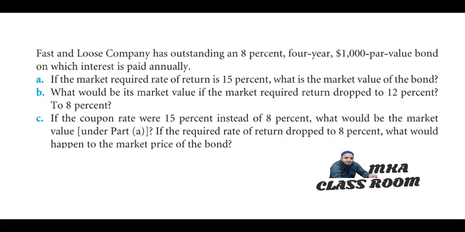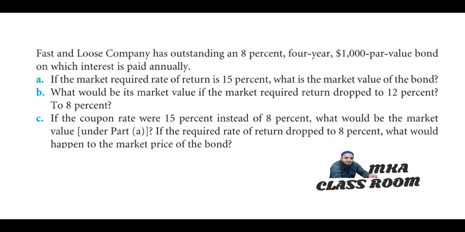Very simple. What would be its market value? What would be its market value if the market required return dropped to 12% and then to 8%? If the coupon rate were 15% instead of 8%, what would be the market value under part A? If the required rate of return dropped to 8%, what would happen to the market price of the bond?